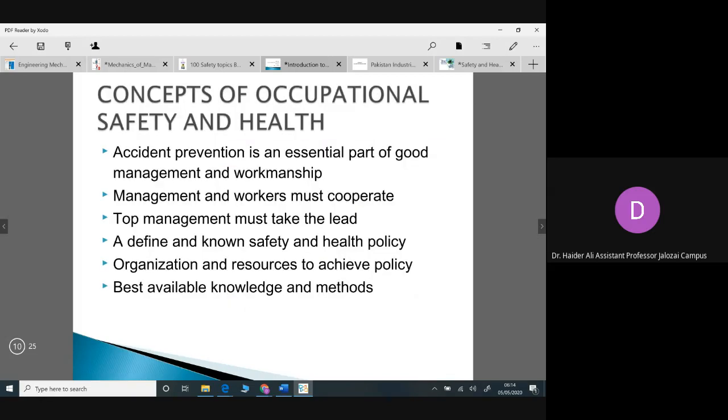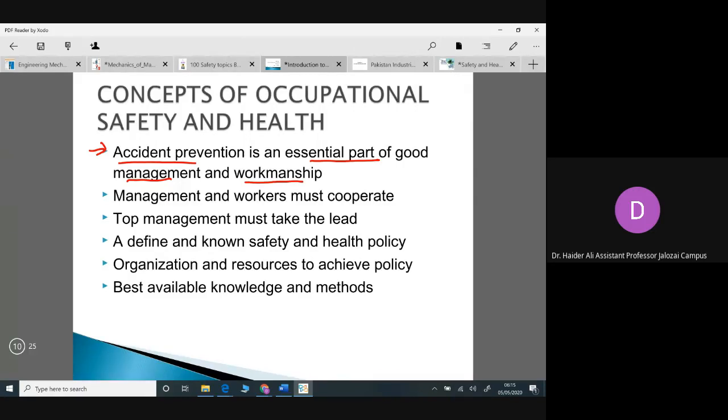Therefore, we need to introduce some of the concepts of occupational safety and health. How do you prevent accidents? Preventing accidents is actually a part of good management as well as good workmanship. That means whether you are an employee in an organization or in higher management, in both cases it is an essential part of your duties to prevent accidents. Why do you want to prevent accidents? We will learn in a little while what the costs associated with accidents are.